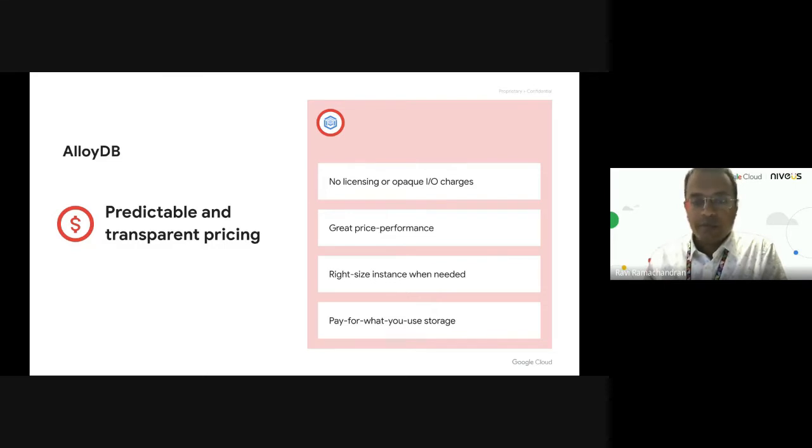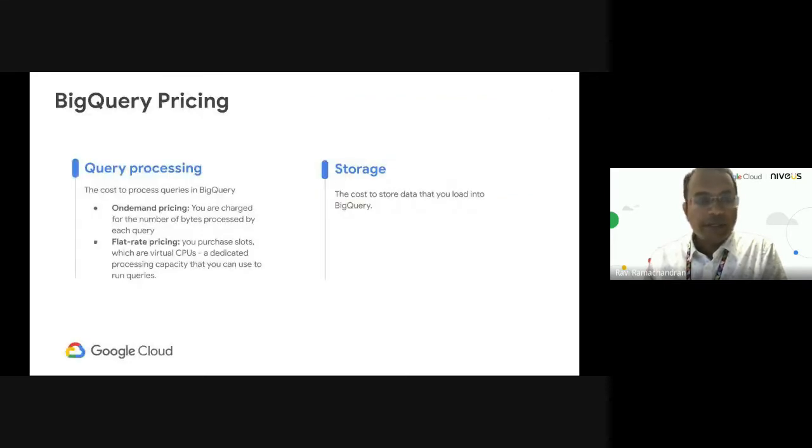Okay, the next, we spoke about... Sorry, I'm running over time, but I'll just complete this piece and then hand it over. So now we spoke about database, we spoke about the compute. Now we'll try to speak about BigQuery and the services around it.